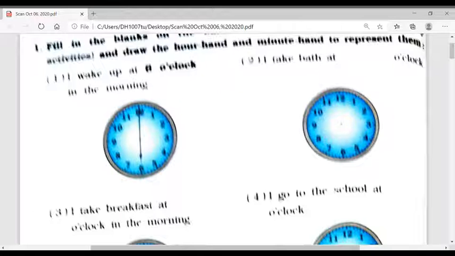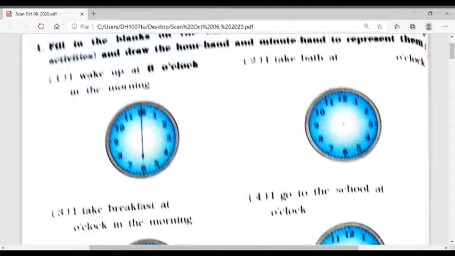First I am going to read from the question. I wake up at 6 o'clock in the morning. So you see here they have drawn 6 o'clock. To draw 6 o'clock, the minute hand should reach 12, and the hour hand should point at 6.